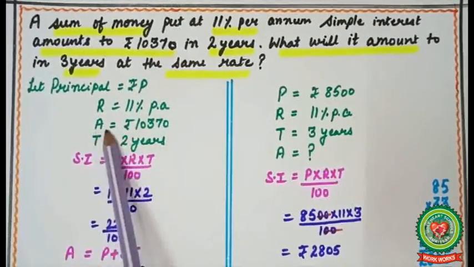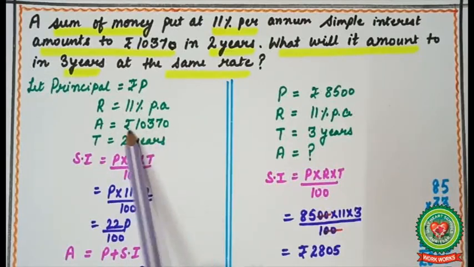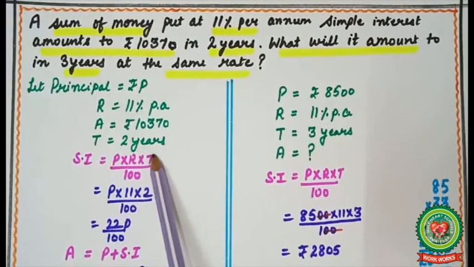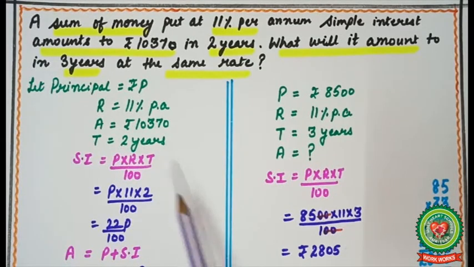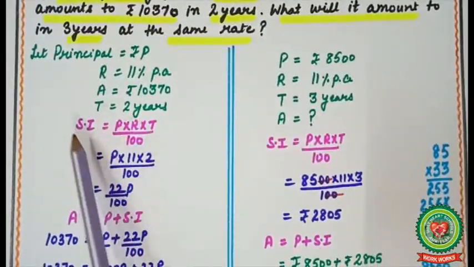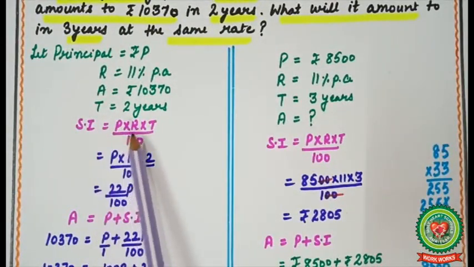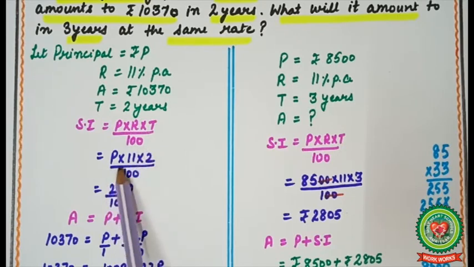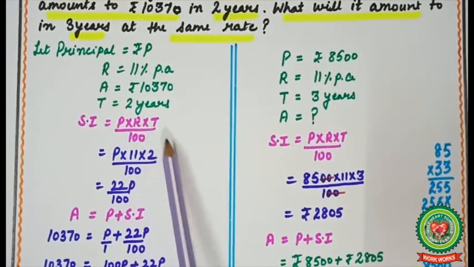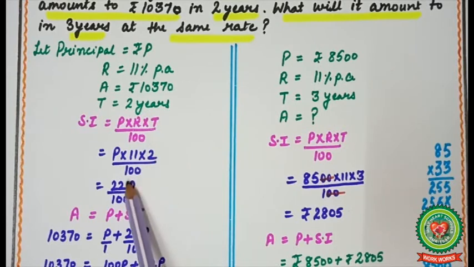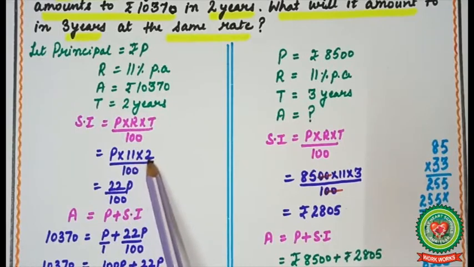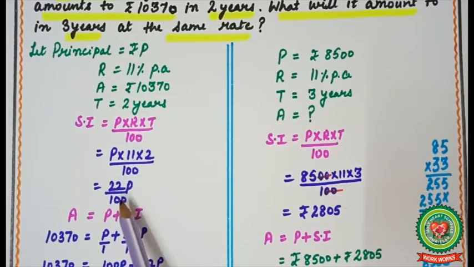That is, amount is equal to, we will write the value of amount here. And time is also given here. Again, we will apply the same process, the same formulas here. So first of all, we can apply the SI formula, that is P into R into T upon 100. Put the value of P, that is P only, multiply by R value, that is 11, and T value, that is 2 upon 100. Again, we will not do the cutting, right? So 11 into 2, that is 22 P upon 100.